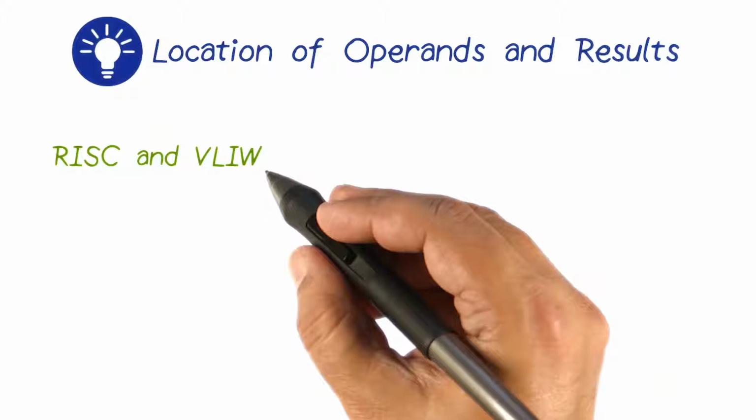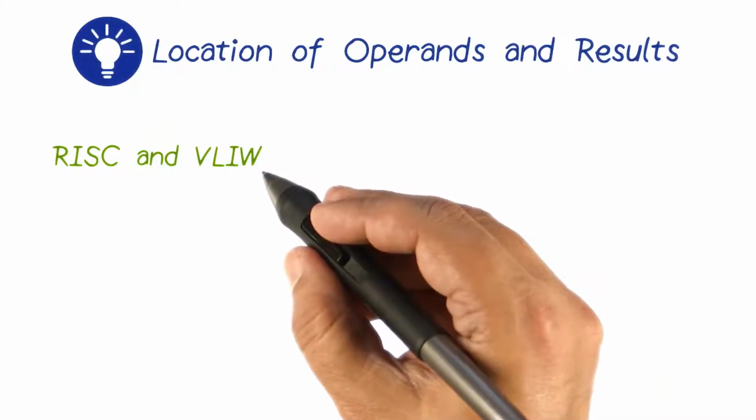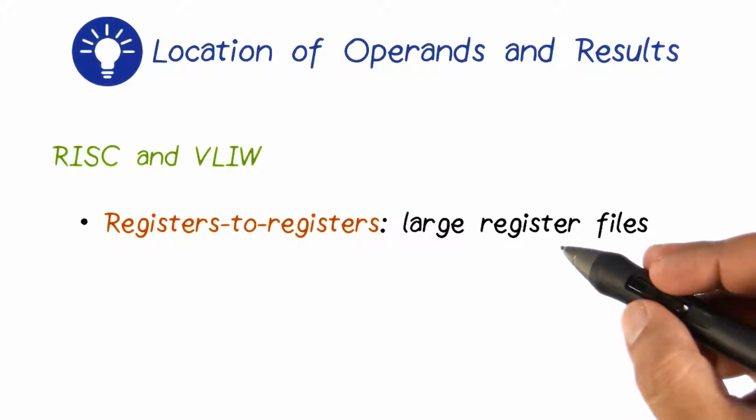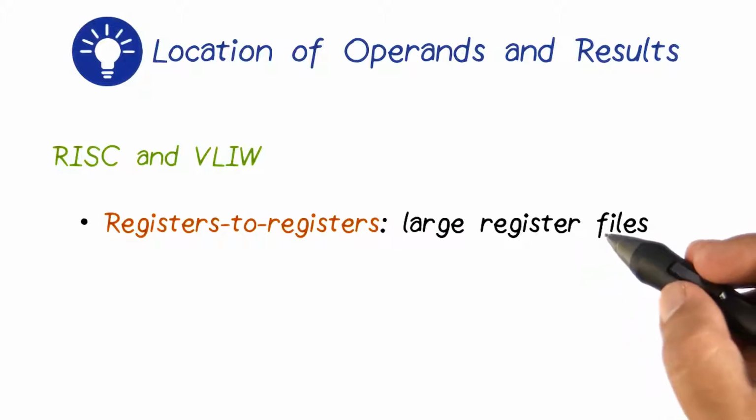Now let us see how this works for the data paths for RISC and VLIW processors. As you know, both in RISC and in VLIW, we have all the operands residing in registers before we can do any operations on them. And that means lots and lots of registers. Especially in VLIW, since we have multiple instructions that can execute in parallel, all those operands need to be in registers. So we need lots and lots of registers for them, and we have large register files to support this operation.